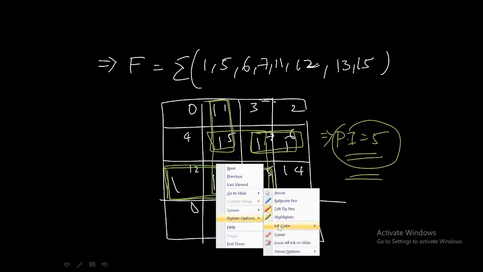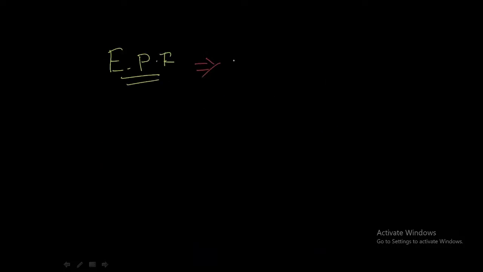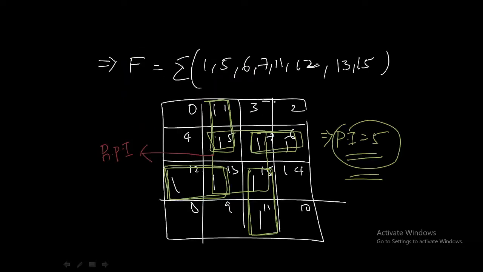I will change the color. So this quad is an RPI, redundant prime implicant, and it will not come under essential prime implicants. So in total there are 4 essential prime implicants in this particular example, and there is only one redundant prime implicant, that is this one.